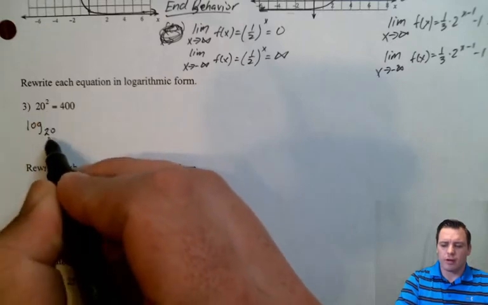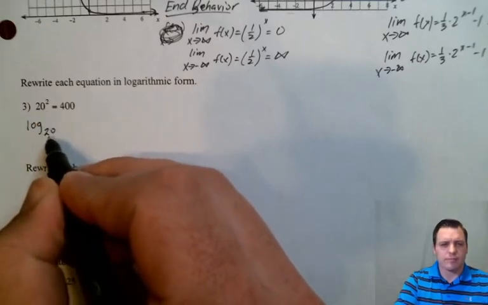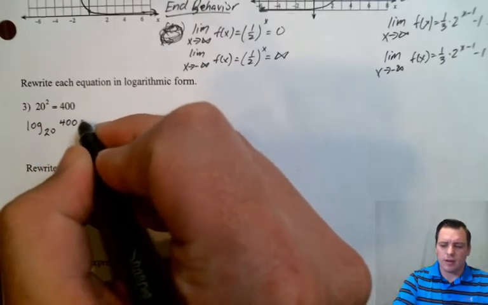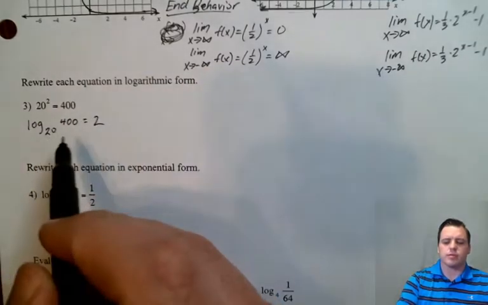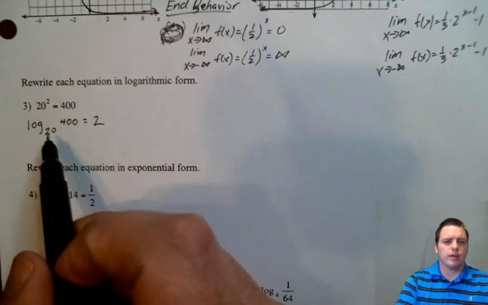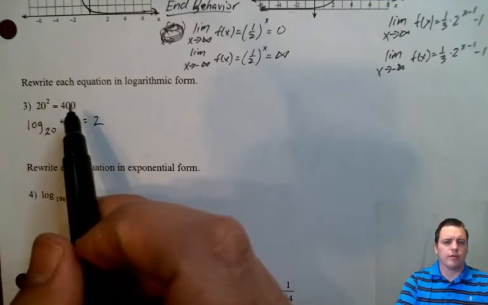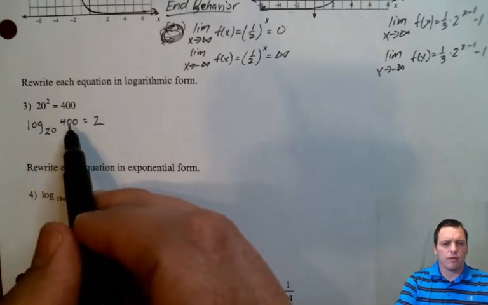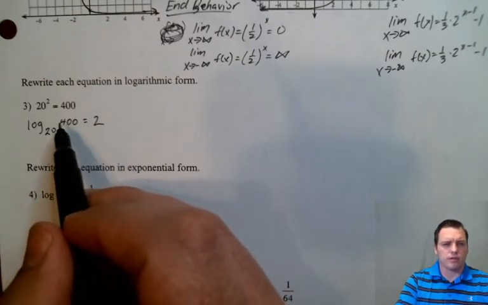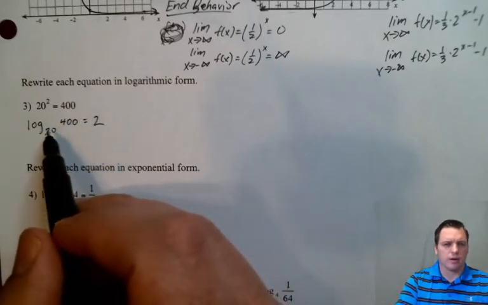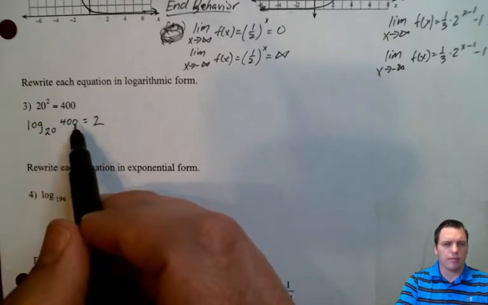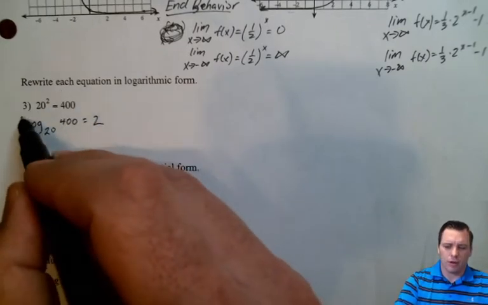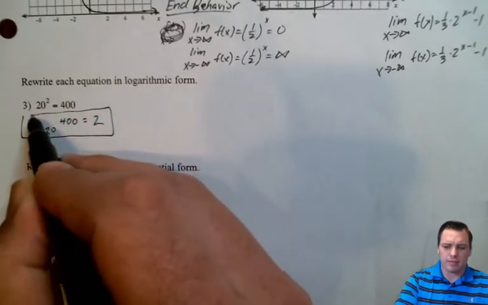20. Right here becomes our 20. 400 moves here. And then that is equal to 2. So because we know that 20 squared is equal to 400, we say log base 20 of 400 is equal to 2. Because 20 squared, again, when you're looking at something in log, you're saying this to the what power will give me this. And that is 2. Okay? So this whole thing right here is your answer.